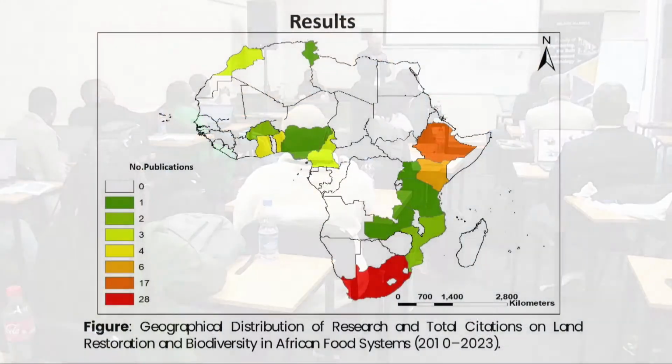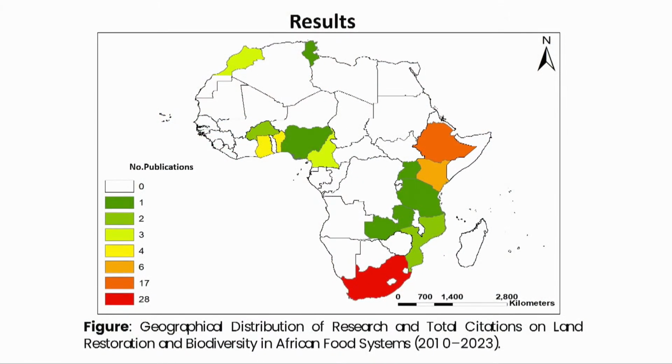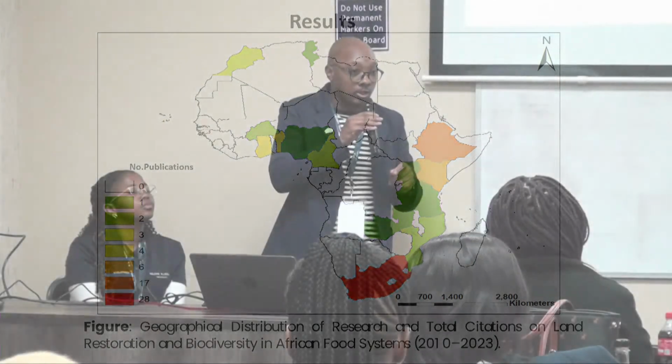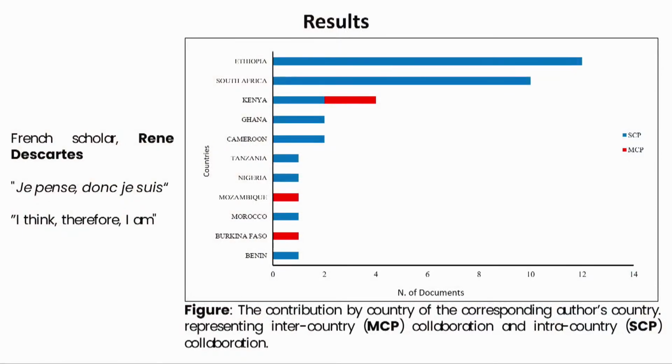One of the things that we notice is that South Africa was the leading country when it comes to production, followed by Ethiopia and Kenya. And if you check North Africa, you will see there's less being done about land restoration and biodiversity conservation in food systems. Then these results also show us that most people are working in a silo. As you see, the only collaboration is happening between Kenya, Mozambique and Burkina Faso. The rest are working in a silo.